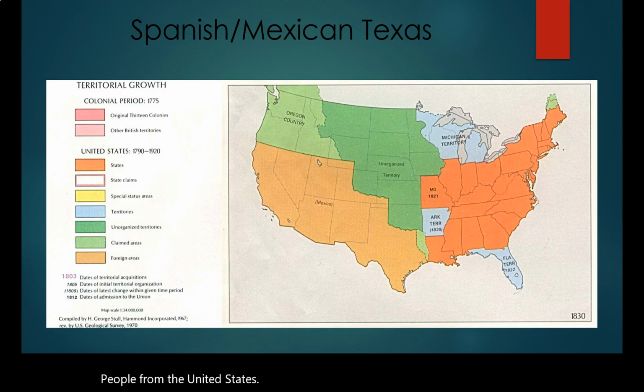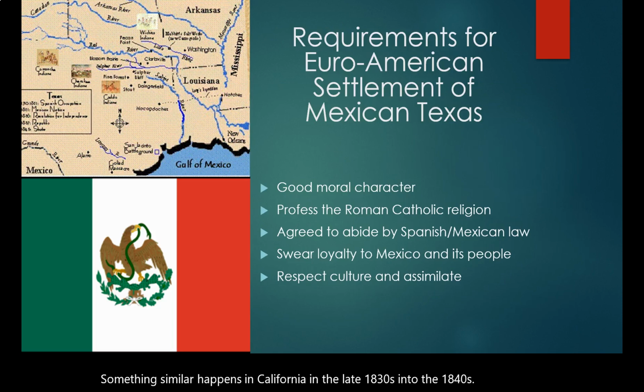Something similar happens in California in the late 1830s into the 1840s, to prevent the same thing that I just mentioned. People were invited to settle in Mexican Texas and later on in Alta California. They had to have good moral character. They had to profess the Roman Catholic religion, and if they were not Catholic, they had an opportunity to convert. They had to agree to abide by Mexican law. They had to swear loyalty to Mexico and its people, respect the culture, and assimilate. That meant learning how to speak, read, and write in Spanish, and eventually acculturate to the people of Texas.